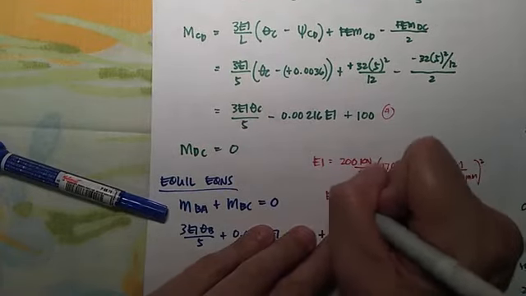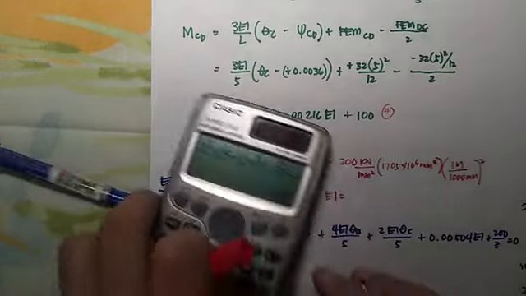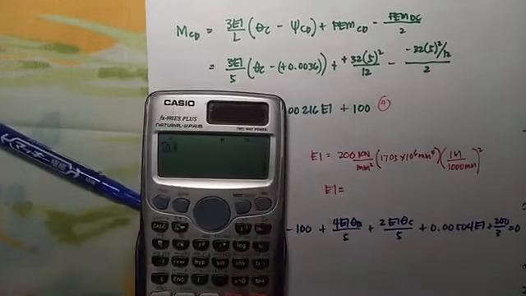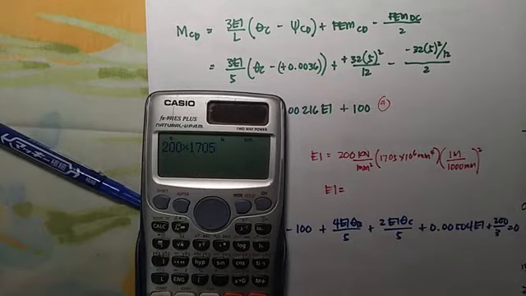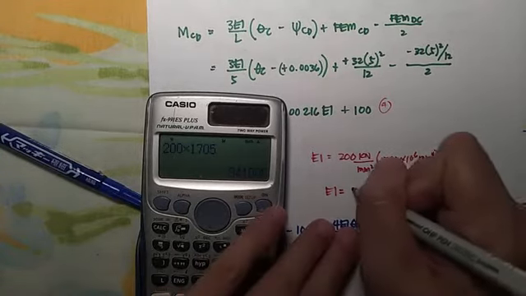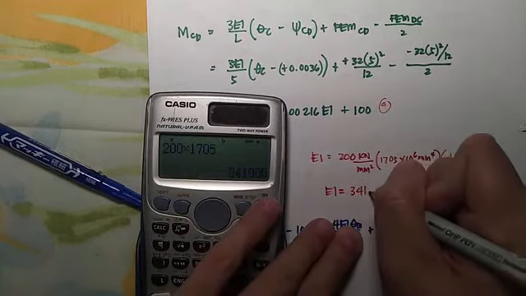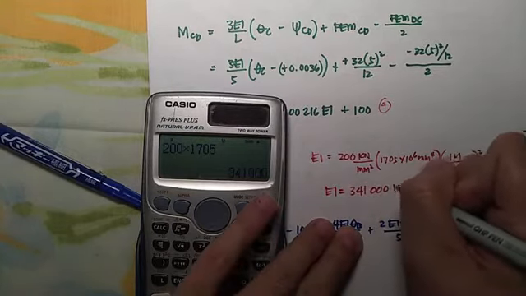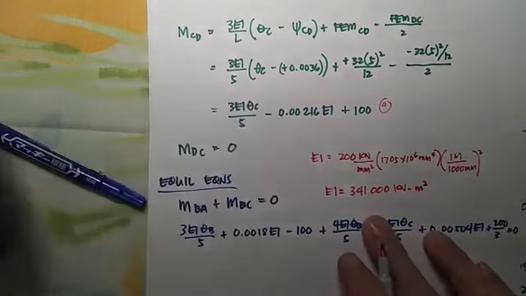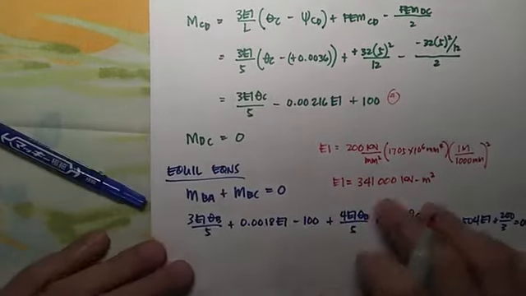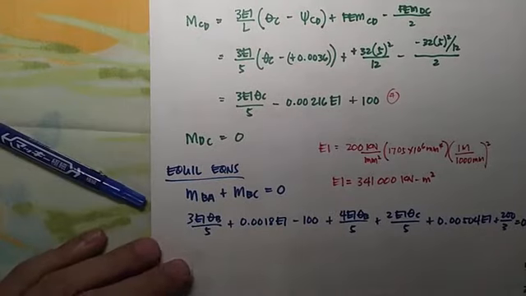Tapos i-square ko sila parehas. Kaya yung EI natin, mangyayari dyan is, in terms of kilonewton meter, 200 times 1705. Cancel yung times 10 to the 6 at saka yung 1000 square. So magiging EI natin is 341,000. That's kilonewton meter square. So yan yung unit ng EI natin. Yan yung gagamitin nating EI dito sa mga EI values na to.